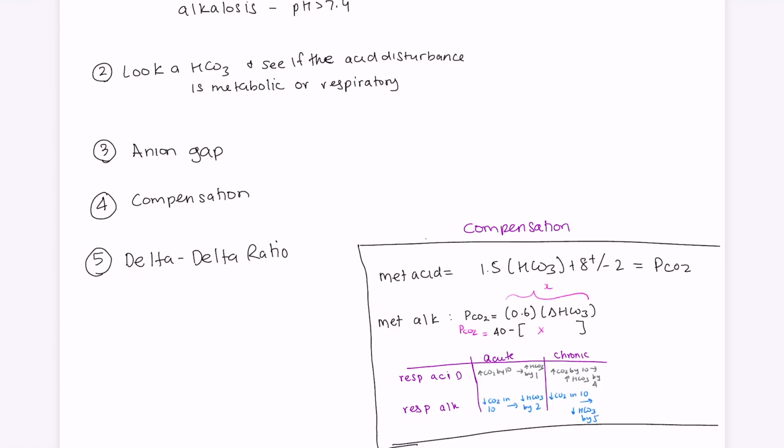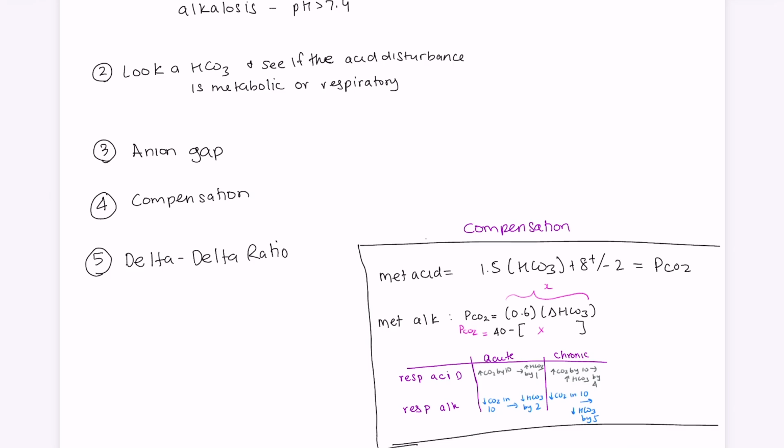Now, is my expected PCO2 lower or higher? If I'm given a value that's higher, I have a concomitant respiratory acidosis problem. If my PCO2 is lower than what I'm expecting, then there's a concomitant alkalotic process going on as well. If I have a metabolic alkalosis, I'm looking at the change in PCO2 equal to 0.6 times the change in bicarb from 24. Whatever value I get there, I subtract that from 40, and that's my expected PCO2.